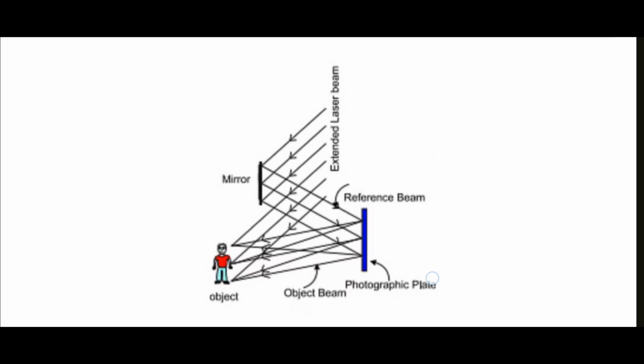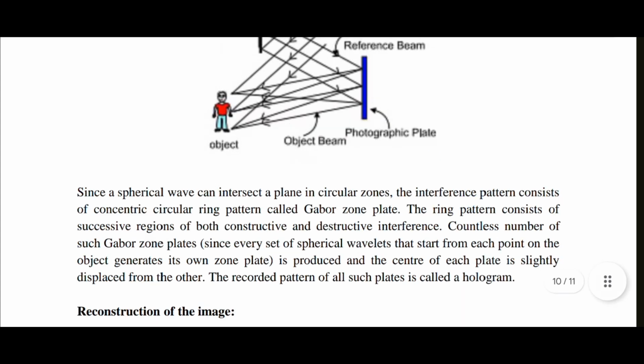Since a spherical wave intersects a plane wave in circular zones, the interference pattern consists of a concentric circle pattern, that is the Gabor zone plate. The ring pattern consists of successive regions of both constructive and destructive interference. A countless number of Gabor zone plates are produced and displaced from each other. The recorded pattern of all such plates is called the hologram.